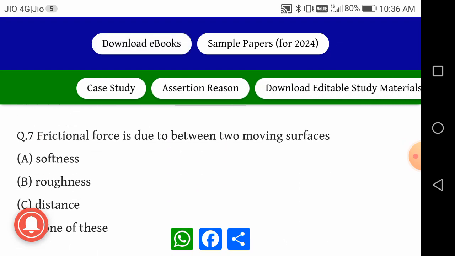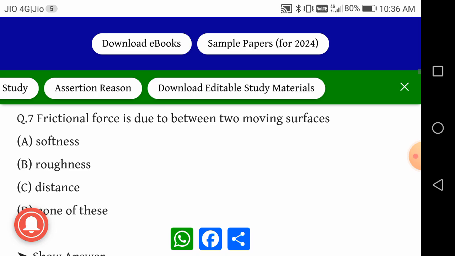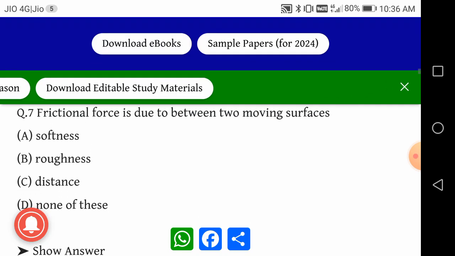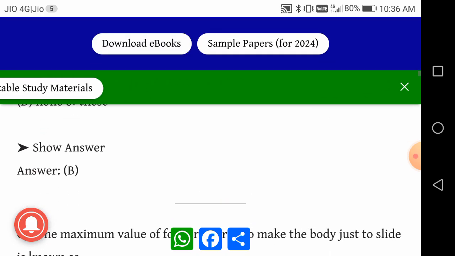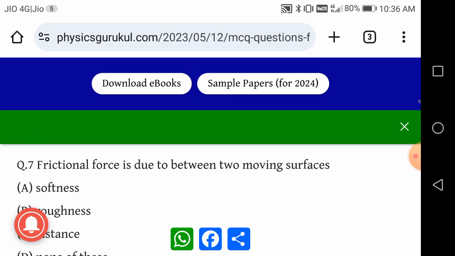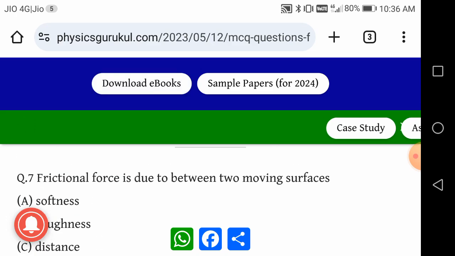Frictional force is due to what between two moving surfaces? Is it the softness, roughness, distance? It is the roughness of the bodies, because of which the frictional force is always existing.